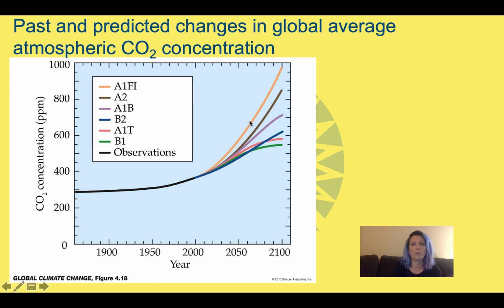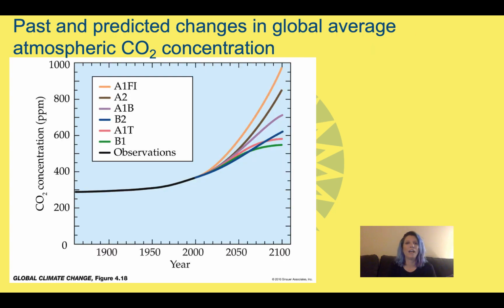So the A1FI is obviously going to be the worst case scenario, where we go over 1,000 parts per million. Okay. And the best case scenario is going to be the B1, where we peak, it looks like, because it looks like it's starting to go down here, right around 550 parts per million. The A1T, it looks like it's peaked as well, close to 600. But this one seems like it's going to keep going. This one as well. And it doesn't have, in this graph at least, anything past that.